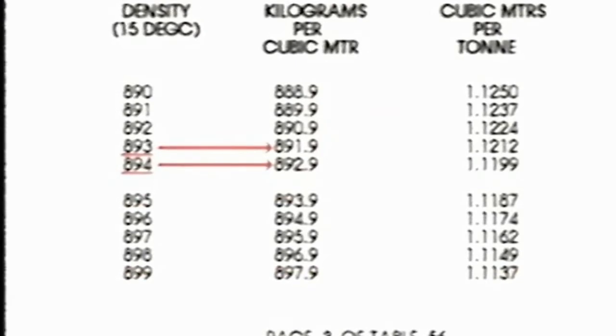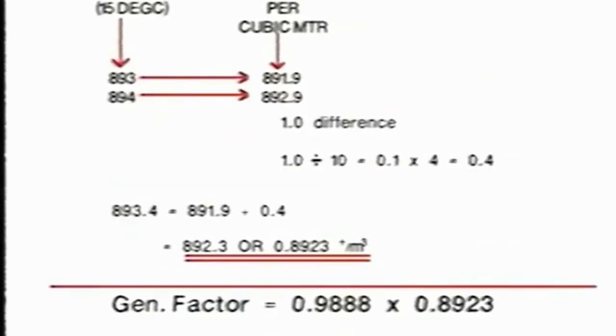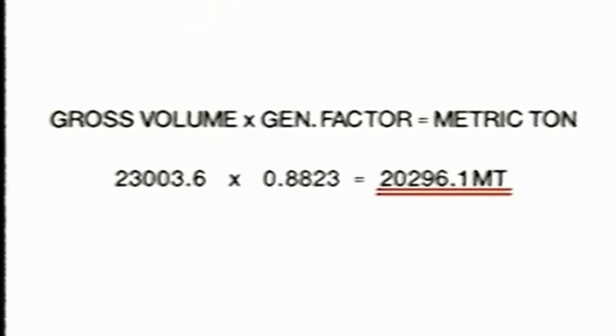Here we have to interpolate. Every tenth is worth 0.1. The general factor is 0.8823. Multiplying the gross volume with the general factor, we get 20,296.1 metric tons.